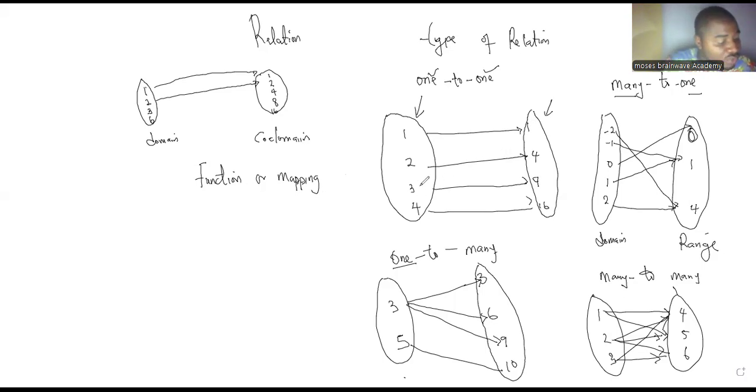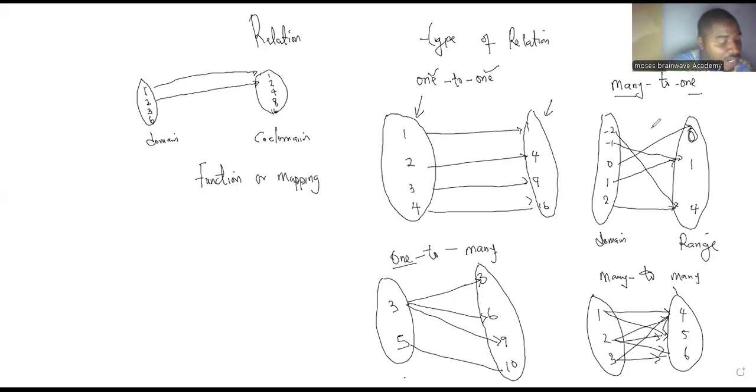Now, let me look for some example over here. Let me repeat myself, right? You say a function or a mapping is a relation in which each element of the domain has one and only one image in the codomain. So what can we say about this? The image must be one.